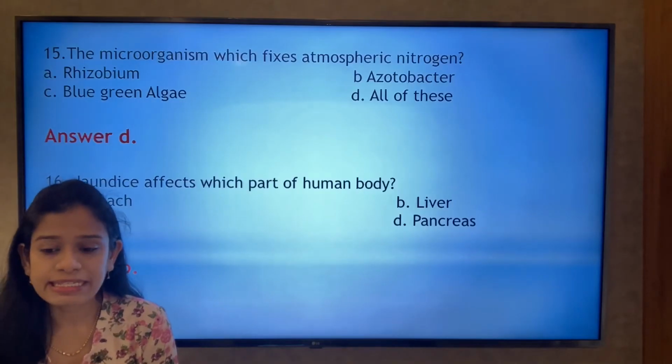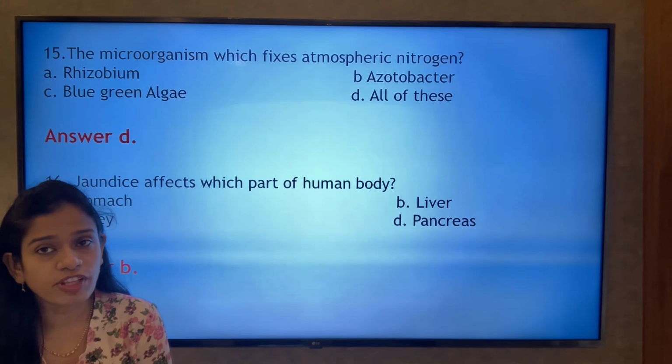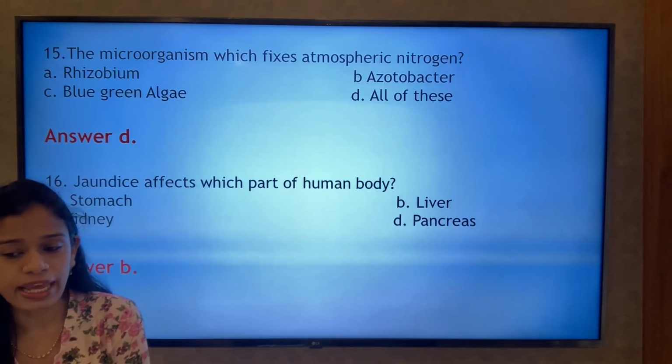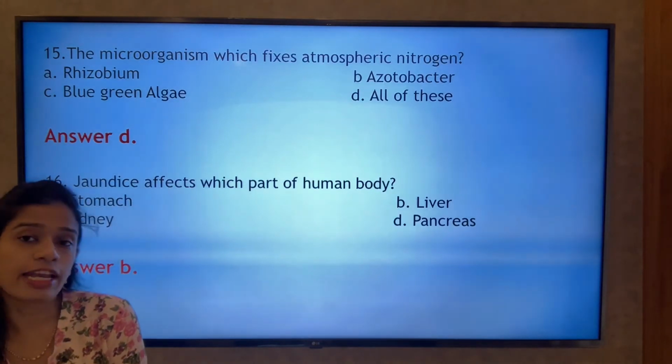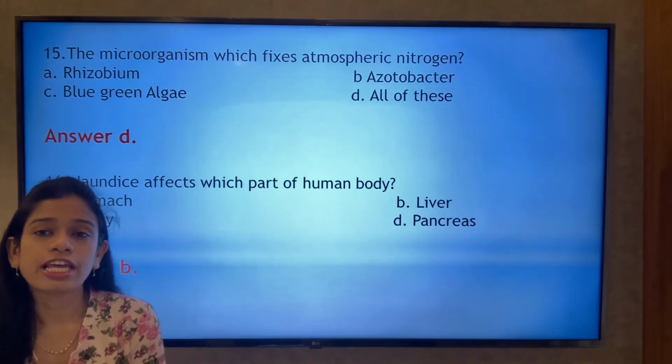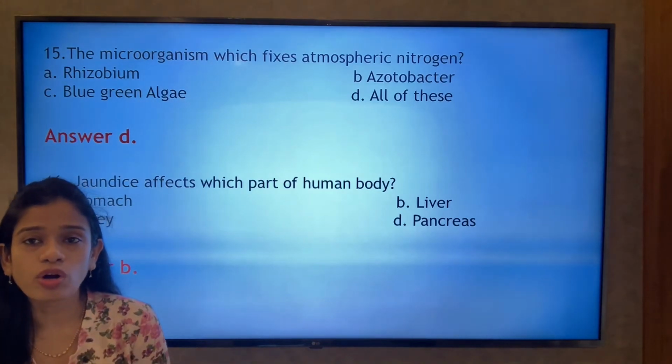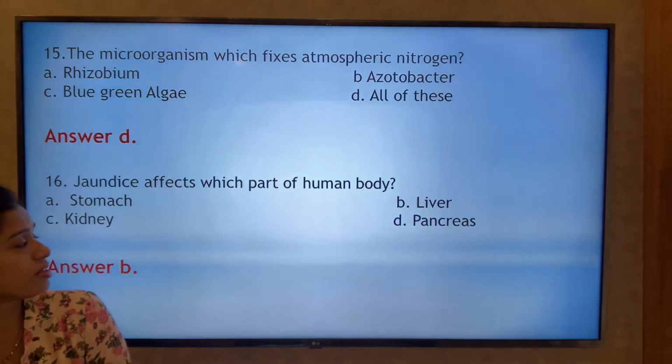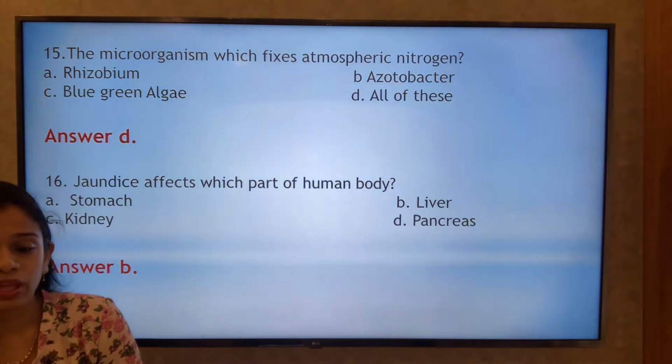So question number 16: jaundice affects which part of the human body? Is it A stomach, B liver, C kidney, or D pancreas? The correct option is B, liver is the part that it affects in the human body. Next question.